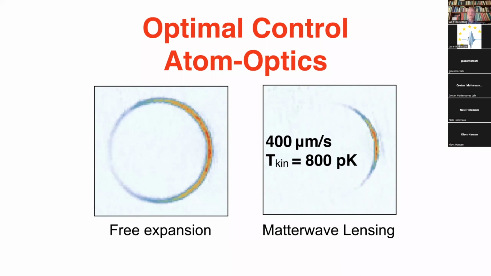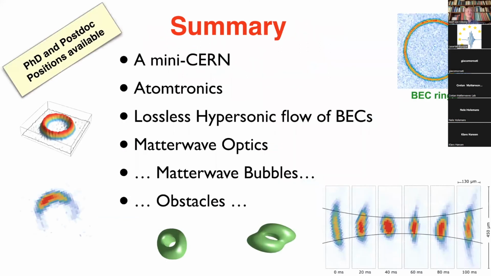So, it being 45 minutes, we're coming to the end. Let me just summarize what I have told you about. We've created a mini CERN, a mini accelerator ring for neutral atoms, where we can accelerate and manipulate the atoms. We have done some atomtronics in there. We've manipulated the beams. We've manipulated the atoms. We can collimate the beams and so forth.